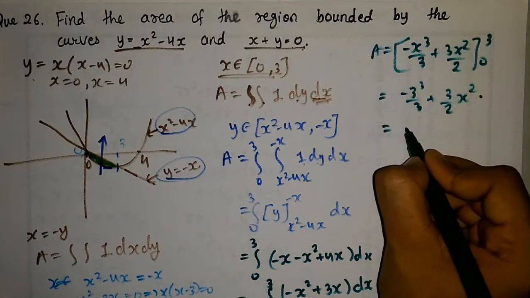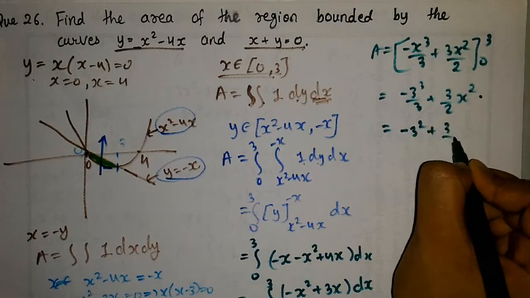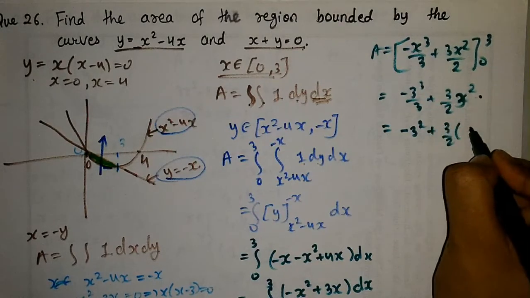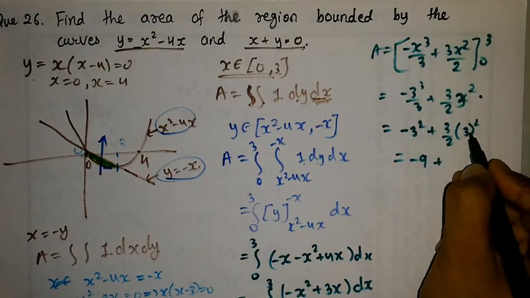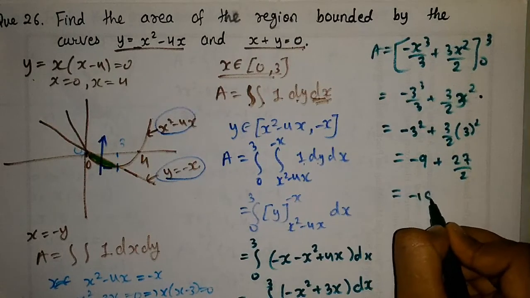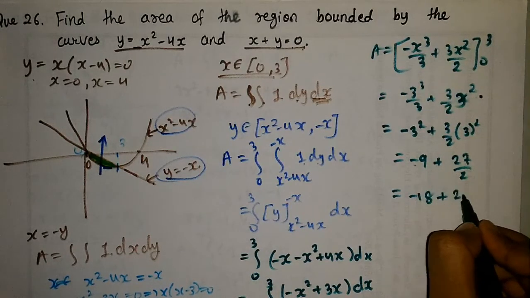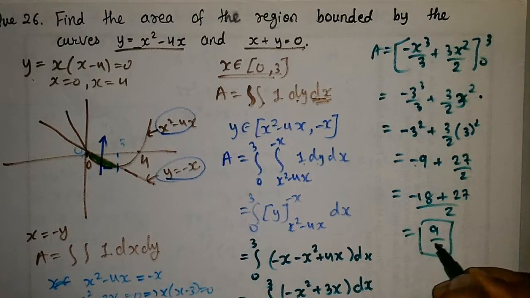So this is equal to minus, this will get cancelled, minus 3 square plus 3 by 2 into 3 square. So it will be minus 9 plus 9 3s are 27 by 2. That is equal to minus 18 by 2 plus 27 by 2. That is equal to 9 by 2. So 9 by 2 is our answer.